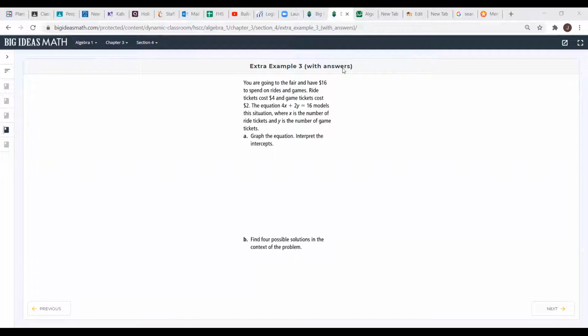So I'm going to just start circling some items. We have $16, so that goes in that formula. And the next piece is rides cost $4. And game tickets cost $2. So these are the rides and these are the game tickets and this is how much money I brought with me.